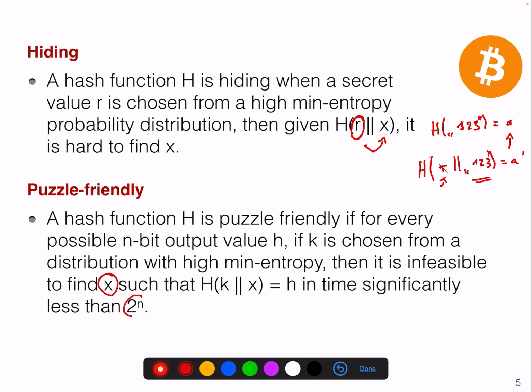Because 2 to the power of n is the n-bit output space of the hash function. So there's no other algorithm known to be better than actually performing brute force. If you have an algorithm that's better, then you might have an advantage in mining, in particular if you use such a hash function which is not puzzle friendly. So puzzle friendliness is very important, as we see later in the mining lecture.